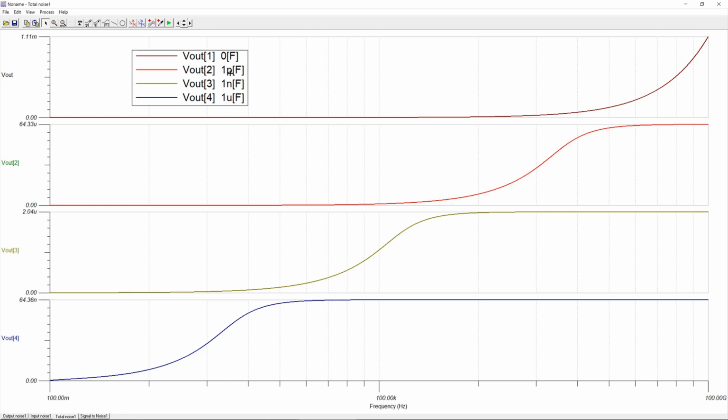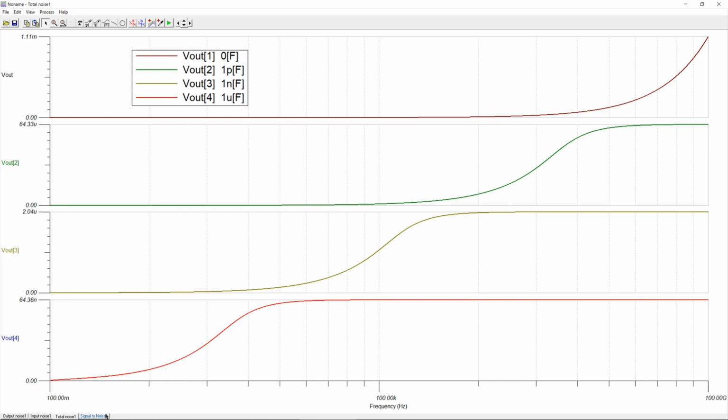For 1 picofarad, you can see it will approach a value of 64.33. I had 64.36 micro, so it's very close, maybe due to rounding errors, but it is very nice to see that it is very close to what we have calculated. Now if I highlight this for 1 nanofarad, I have 2.04 microvolts in RMS, and that's also in agreement with our calculations. And the final one is for the case when we have microfarads, you can see it is also according to our calculations.